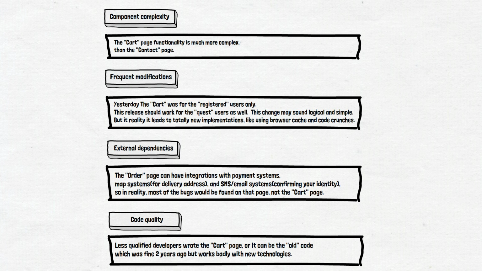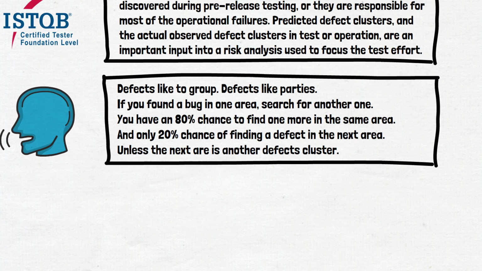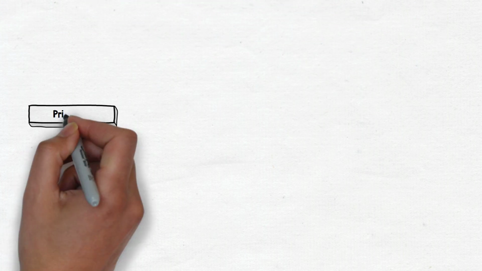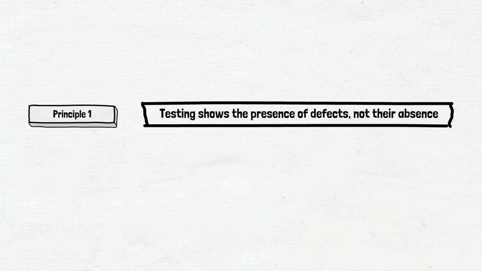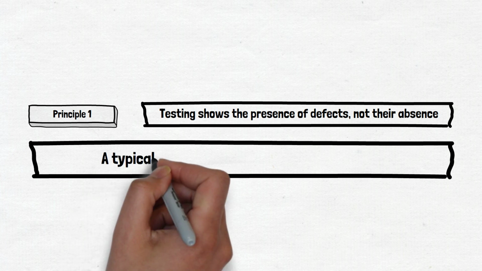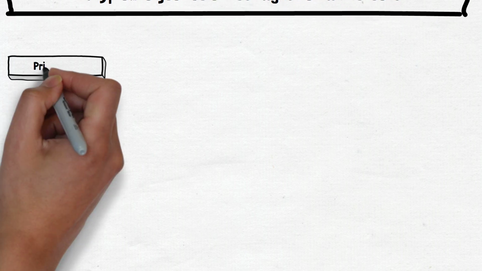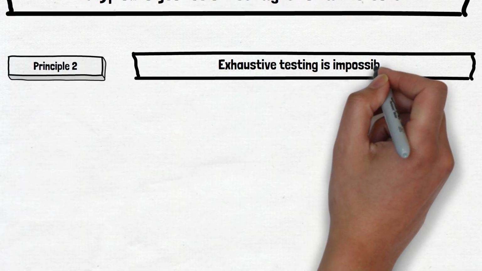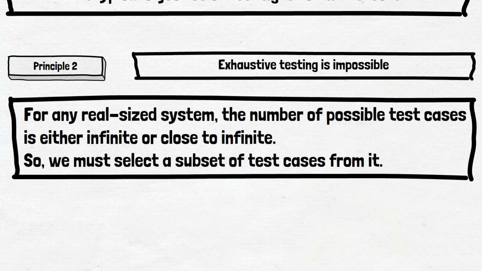As we said, knowing the reasons is good, but more important is to know what exactly it gives us. Principle 4, defects cluster together, works closely with two other principles of testing. Principle 1: testing shows the presence of defects, not their absence. This emphasizes that a typical objective of testing is to find defects. And the second principle, exhaustive testing is impossible. The number of possible test cases is either infinite or close to infinite, so we must select a subset of test cases from it.